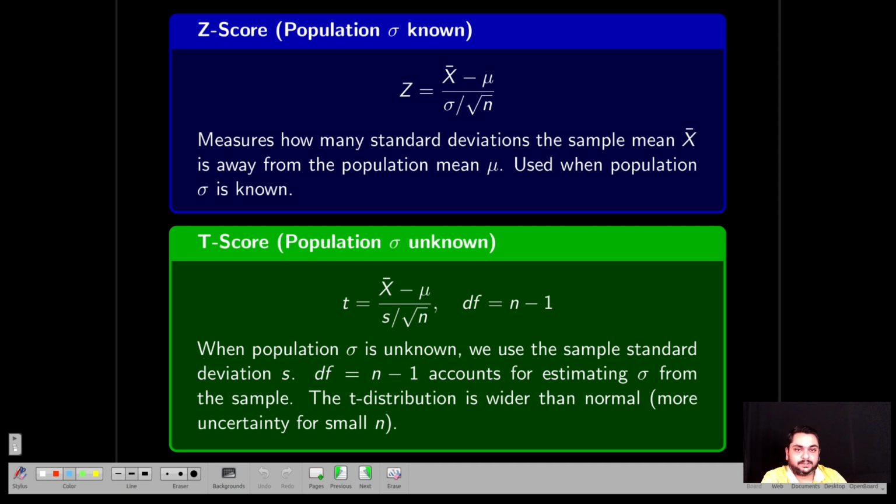Now, there are two things. When will you apply the Z score? When will you apply the T score? Z score is applied only when the population standard deviation is known, that is, the population variance is known. So again, the same idea. I have a population. I get a sample from this. I want to estimate the mu value, that is, the mean of the population, using the sample mean, because I cannot get the entire population value.